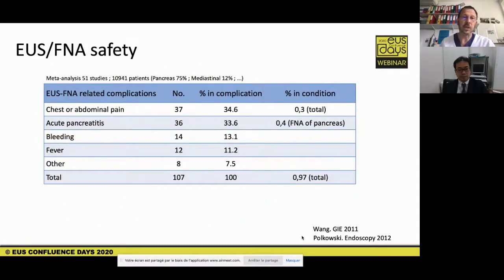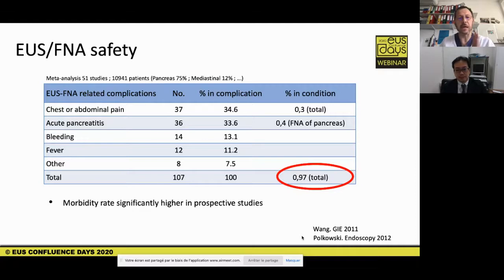Concerning the complications of FNA, fortunately, it's quite a safe procedure, and we know that the risk by meta-analysis is lower than 1%, with mainly minor problems like chest or abdominal pain and acute pancreatitis in some cases after pancreatic puncture. But just keep in mind that these figures are mainly a mix of prospective and retrospective studies, and in prospective studies, these figures are slightly higher. And we know also that puncture of pancreatic cystic lesions is associated with a higher risk of complication.